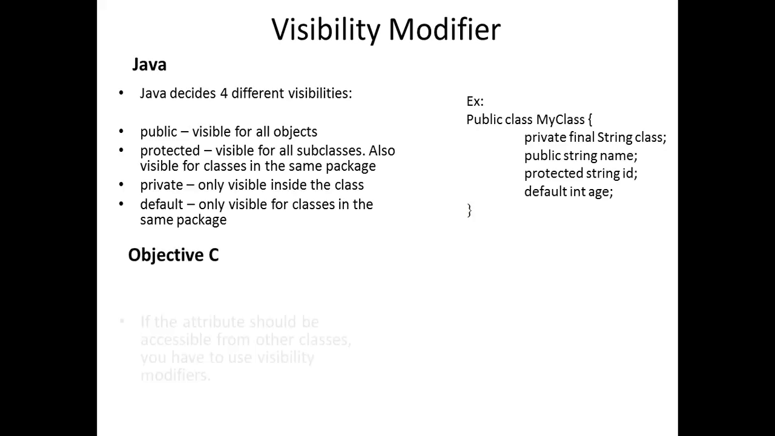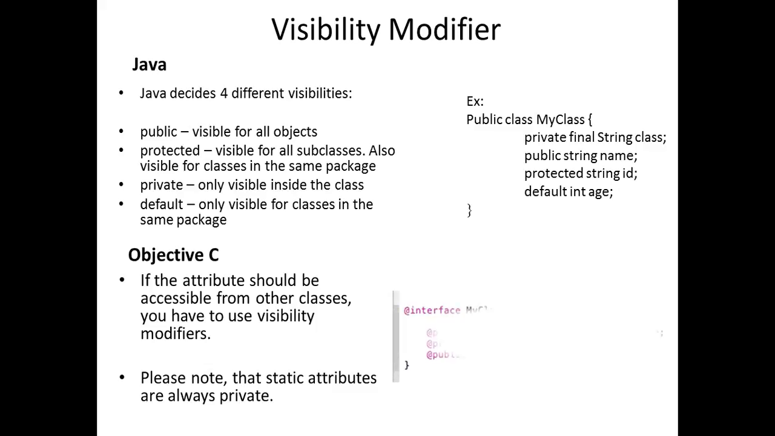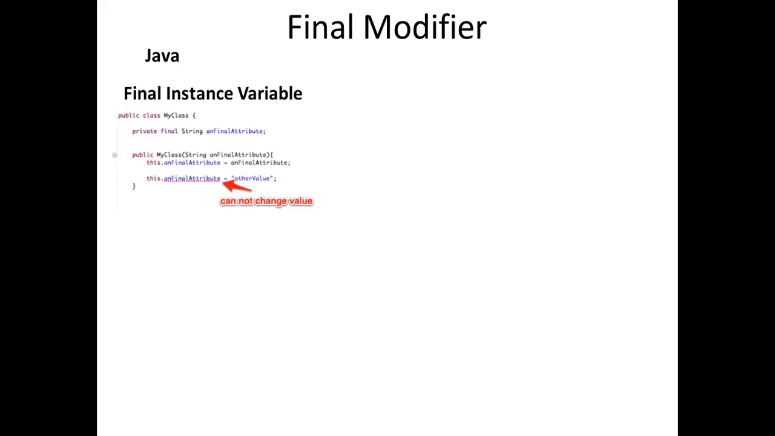Objective-C. If the attribute should be accessible from other classes, you have to use visibility modifiers. Please note that static attributes are always private. Final modifier. These examples will show how Java and Objective-C use final modifiers.